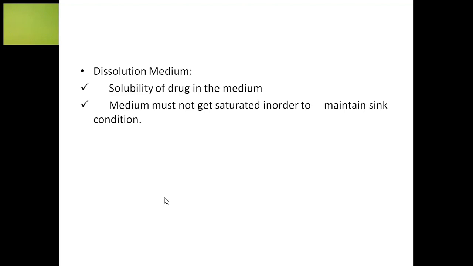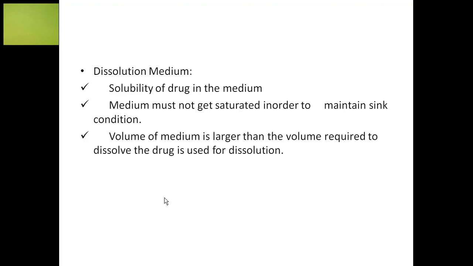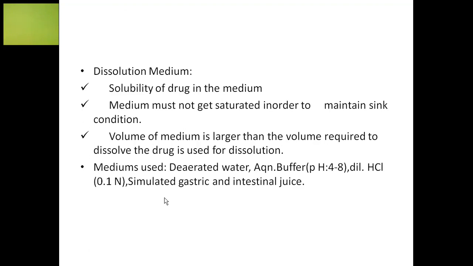Next, the volume of the medium should be large enough, so that the volume required to dissolve the drug is used for the dissolution. The mediums which are generally used, we have deaerated water. In certain cases we use aqueous buffers of pH 4 to 8, dilute hydrochloric acid of 0.1 normal, even simulated gastric or intestinal fluid as your dissolution medium.